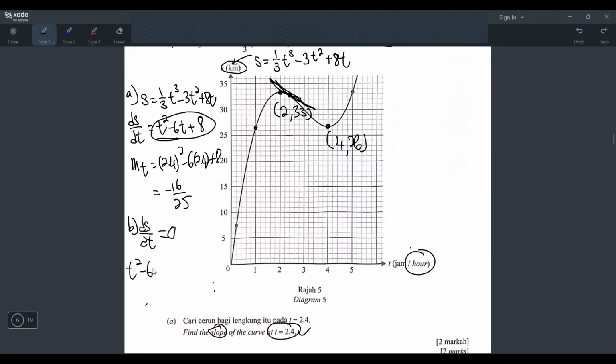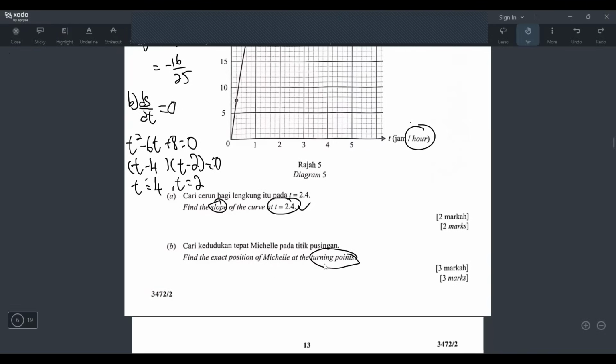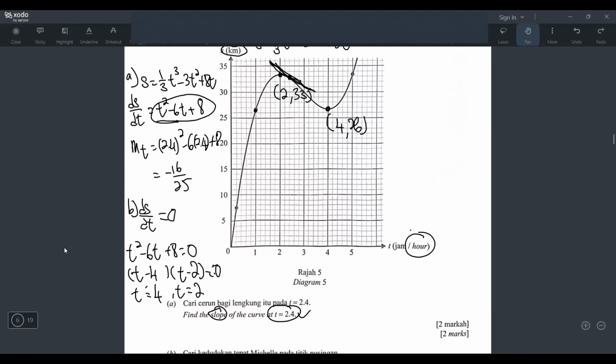Okay, so ds dt equals 0, and we already do ds dt. It's t square minus 6t plus 8 equals 0. And then now we will do bracket bracket and then use calculator to factorize lah. So let's tekan calculator. So what is the a? 1, the b is -6, the c is 8. Okay, my calculator give me 4 and 2. So this must be 4, this must be 2, this must be t minus 4, t minus 2. So I was right. The first turning point x coordinate is 2, the other one is 4, right? But what they want, I don't quite understand. The exact position.